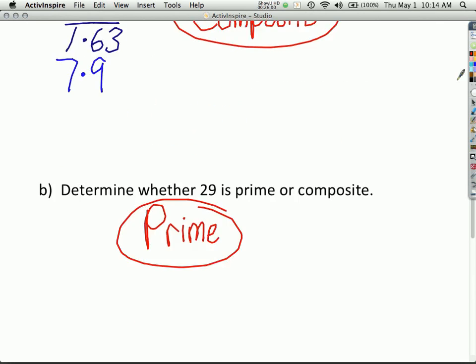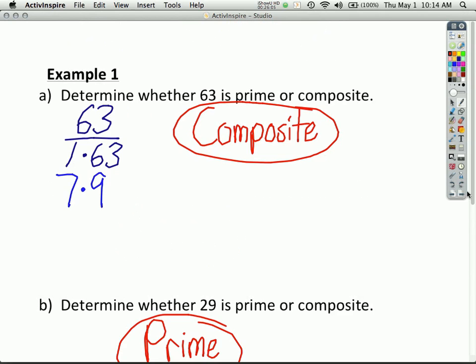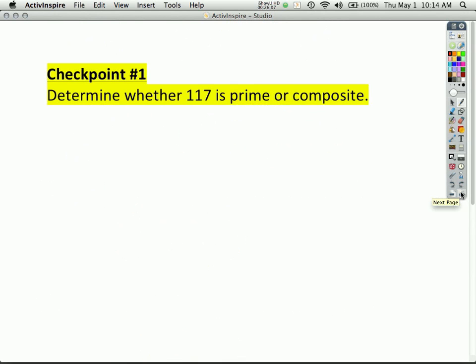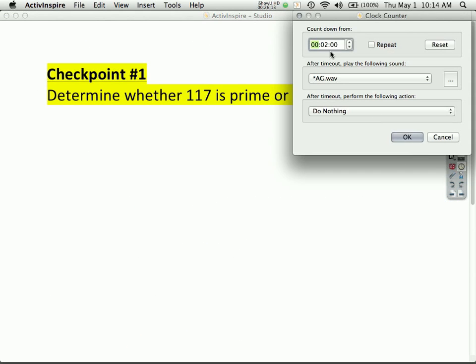All right, so we've done one concept, determining whether something is prime or composite. Let's see if you can do it on your own. Remember, checkpoints, you do not have to copy the original question. You just have to find me the answer. And I would consider this question very easy, so you got 30 seconds.